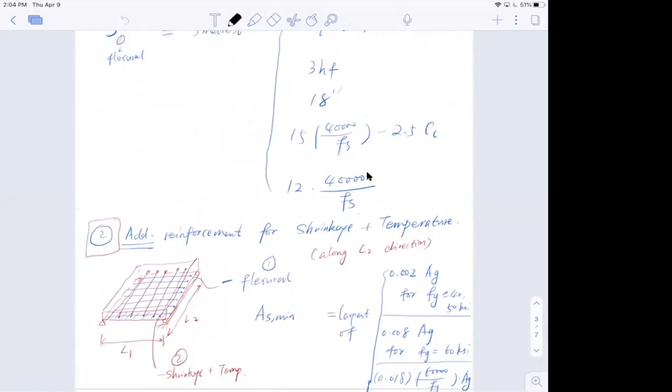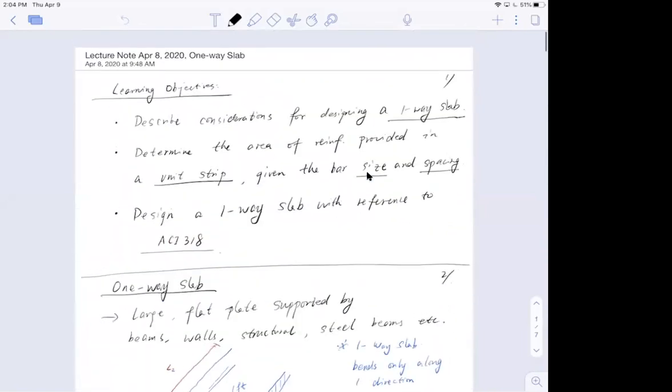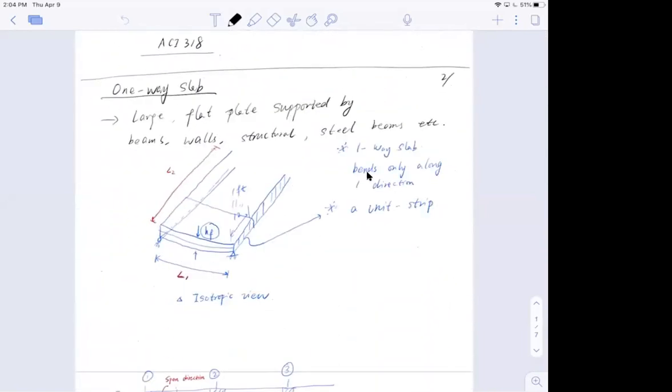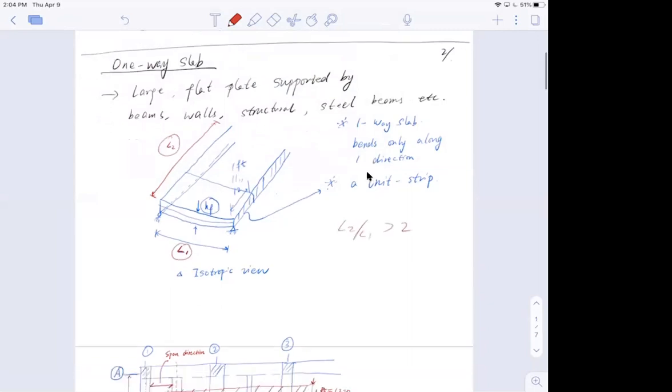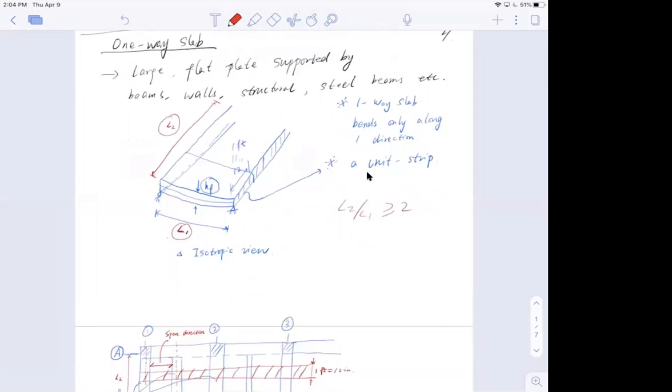So here, we talk about the one-way slab. First of all, to make sure we have a one-way slab, we need to make sure that the span length in the other direction, which is L2, divided by L1 is bigger than 2. So the shortest span length, L1, is the span length for this one-way action. That's why it's called one-way action.